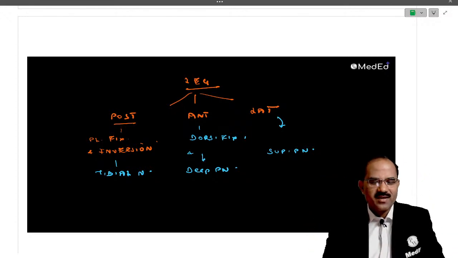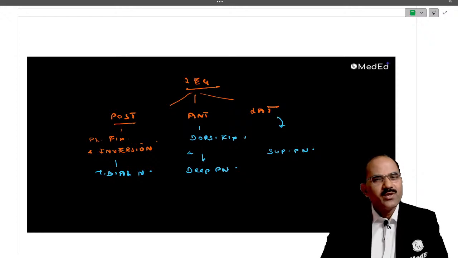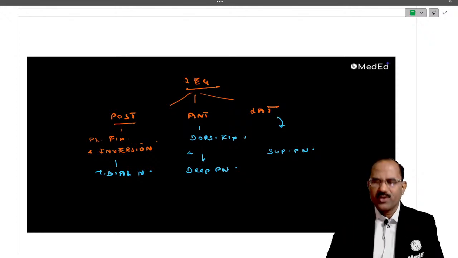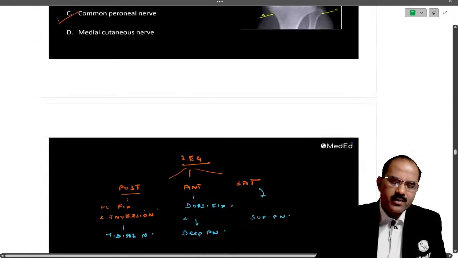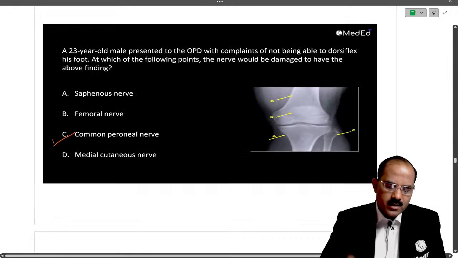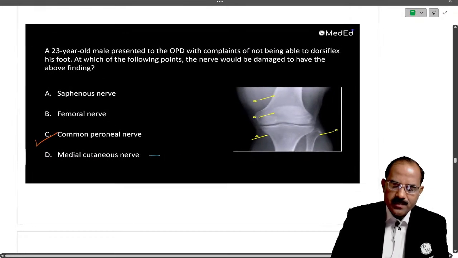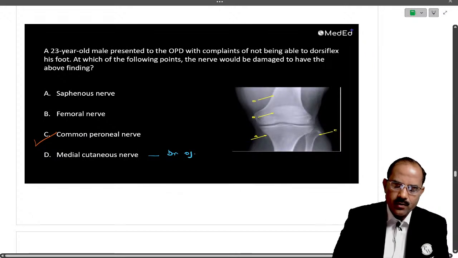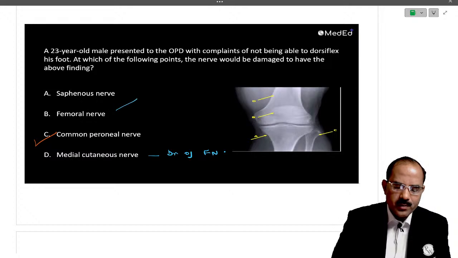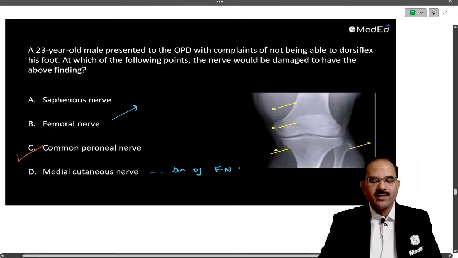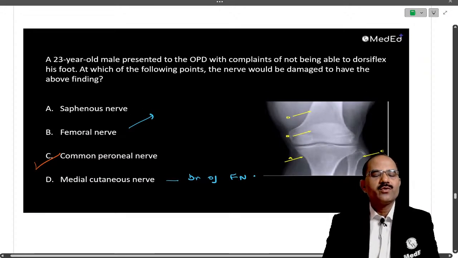Perfect. And you know the nerve supply of the leg also, the foot also. Okay, perfect. Very good. So this is clear, no? Medial cutaneous nerve is a branch of femoral nerve. Can anyone tell me what is the root value of femoral nerve? Anyone, bacha? Tell me what is the root value of femoral nerve?